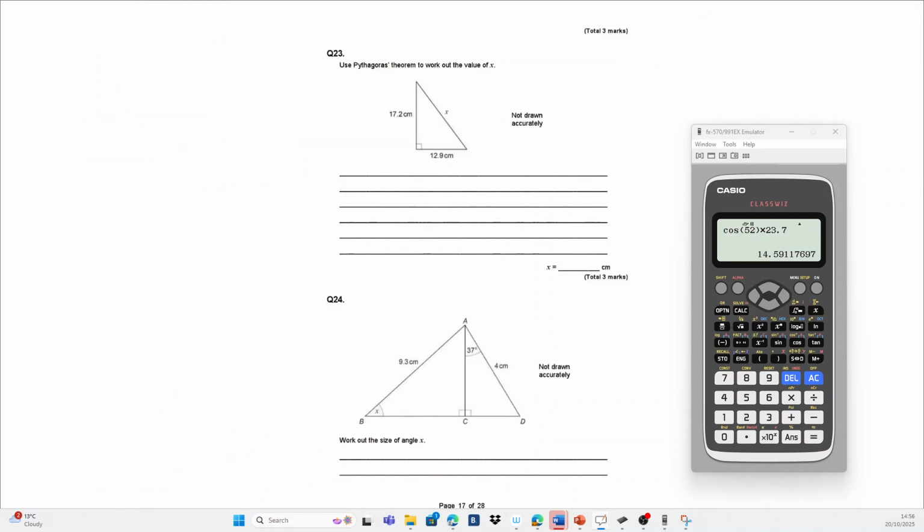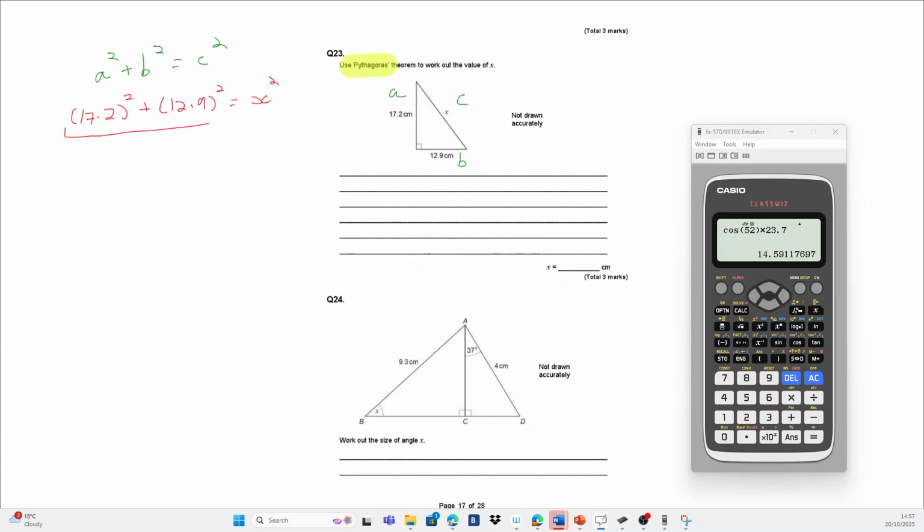Question 23 this time is saying use Pythagoras. So straight away, right in the exam, you write down a squared add b squared gives you c squared, and you label your triangle up. So again, in Pythagoras, the longest side opposite the right angle, you call it C. Your two shorter sides are called A and B. It just says work out the value of x, and they tell you to use Pythagoras, so it should be quite straightforward. So the value of A for our triangle here is 17.2 squared add b squared, where b is 12.9 squared, is equal to c, which I've called x, so x squared.